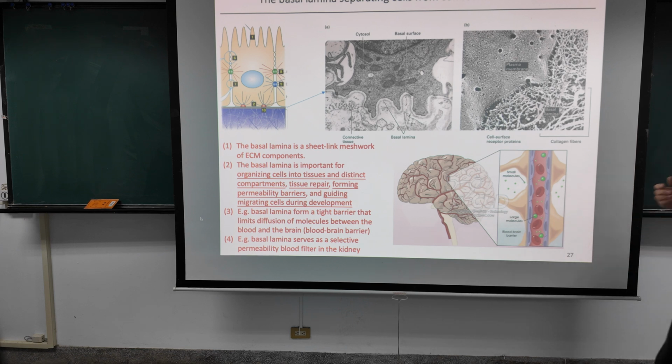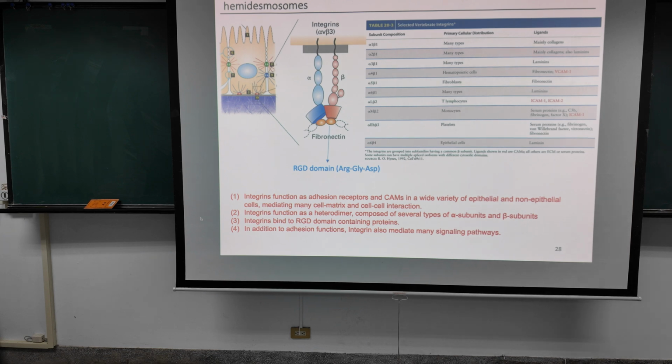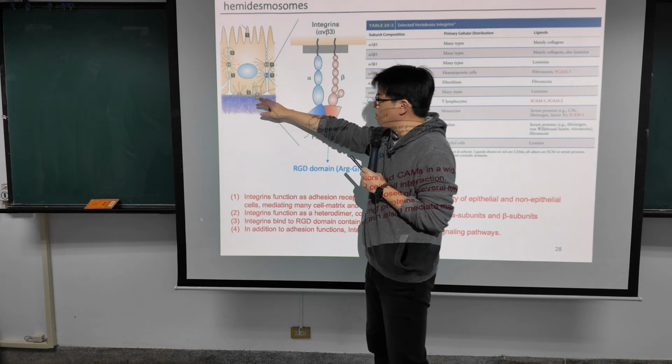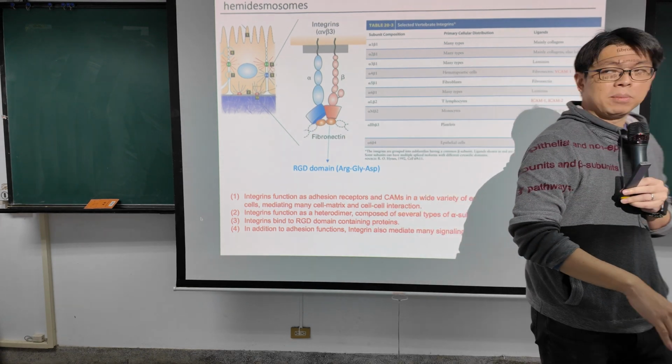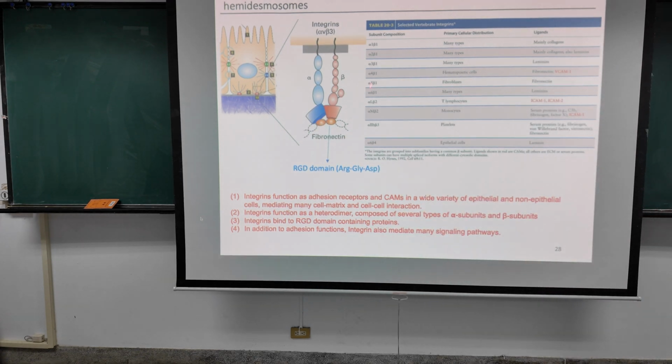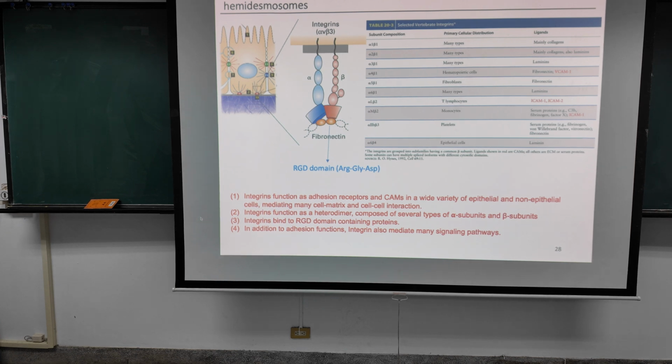Okay. So now that we talk about the epithelial model, which is the junction between the cell and the basal lamina. It's the major component of hemidesmosomes, integrin. Integrin is also the major protein which helps cells to adhere to the bottom. Integrins are all heterodimers.